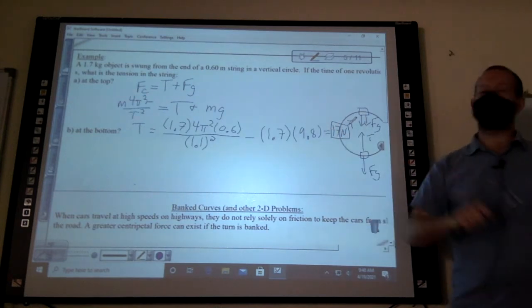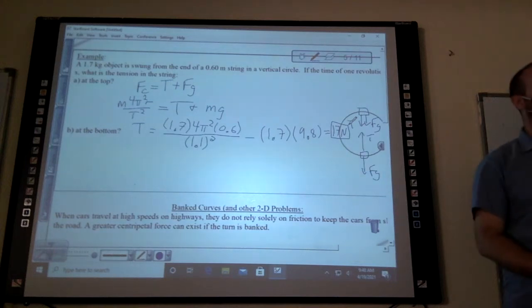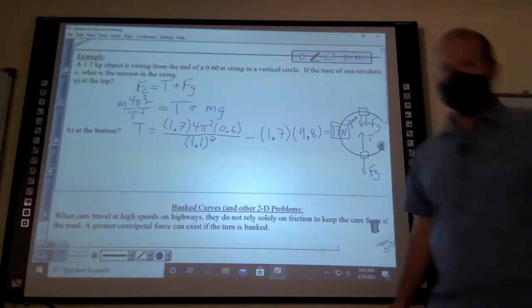This equation comes from yesterday's notes, so you don't need to know where it comes from. I derived it yesterday. So we're going to do the same thing at the bottom, except change the equation around.